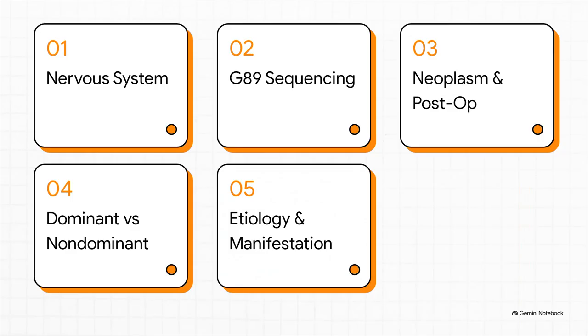We've got a packed roadmap for this one. We'll be looking at epilepsy rules, Category G89 sequencing, neoplasm and post-op pain exceptions, laterality clinical defaults, and finally, those tricky etiology and manifestation conventions.